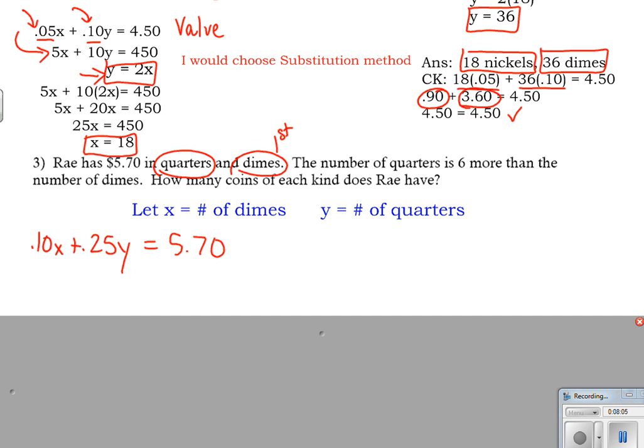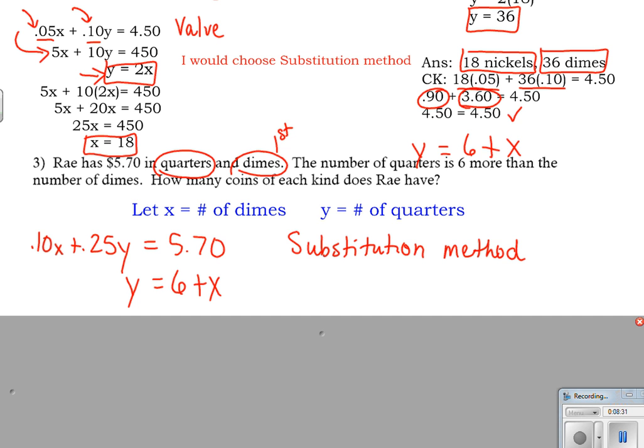The number of quarters is 6 more than the number of dimes. There's your second equation. Y equals 6 plus x. This is prime for substitution method. So why don't you finish this one off using the substitution method, and tomorrow when you come in, I will check your notes to see if you've solved for the number of dimes and the number of quarters.